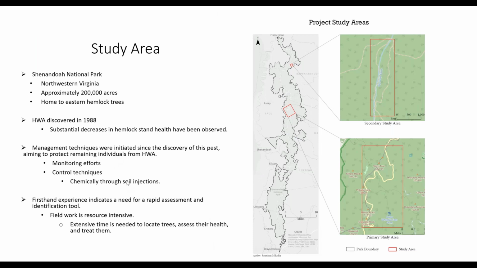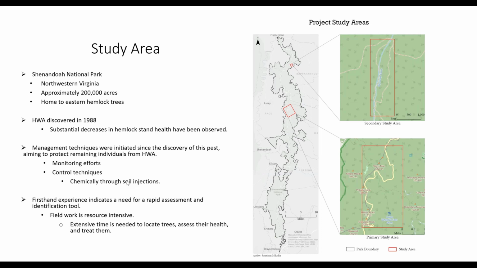To do this, I focused my work over 2 regions in Shenandoah National Park, which is in Western Virginia, just west of Washington, D.C., and is a mountainous park, approximately 200,000 acres in size. Of the 2 regions I looked at, we will focus over the primary study area today, being over Skyline Resort, which was chosen due to a large amount of living hemlock trees located there and available data. HWA was discovered in the park in 1988 and has led to substantial decreases in hemlock stand health afterwards. Since then, most of the large pure stands of hemlock trees in the park have been lost to HWA.